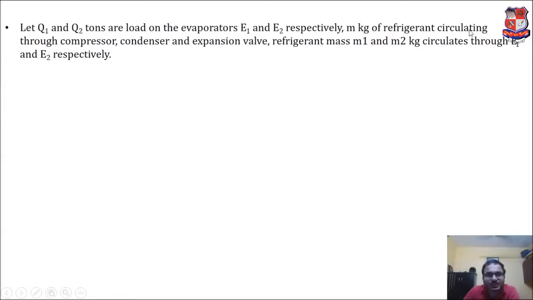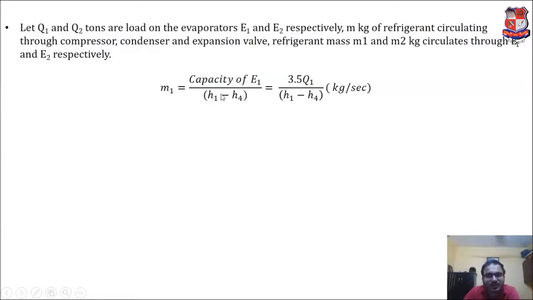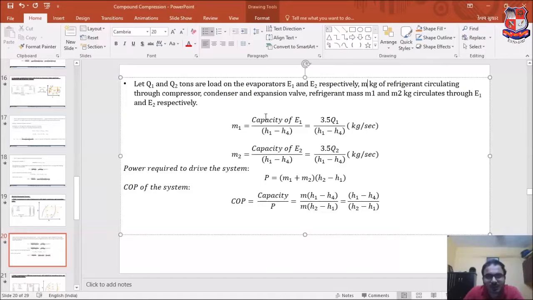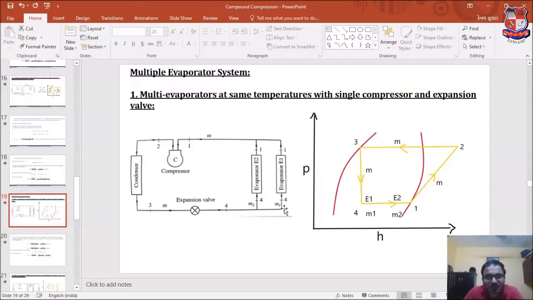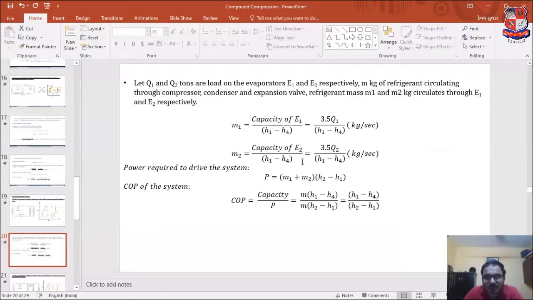M kg of refrigerant is circulating through compressor, condenser and expansion valve. Refrigerant mass M1 and M2 kg circulates through E1 and E2 respectively. So capacity of E1 is given by this formula. If you see, it is capacity of E1 divided by H1 minus H4, and similarly mass M2 can also be defined in that way.